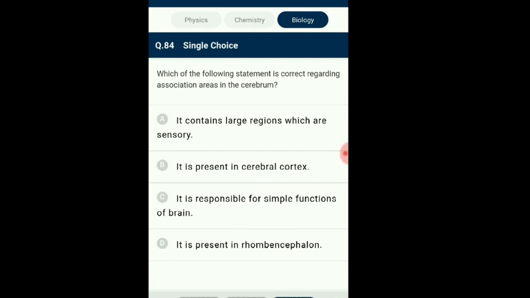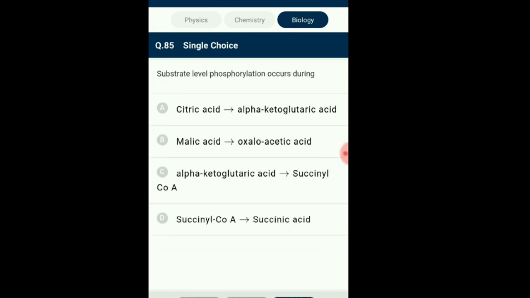They are responsible for complex functions like intersensory associations, memory, and communications. So the answer is option B. It is present in cerebral cortex. Question number 85. Substrate level phosphorylation occurs during.